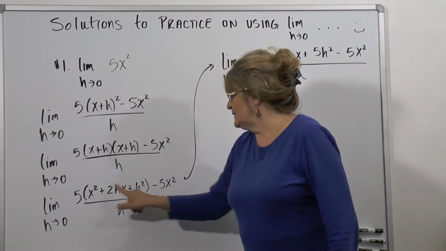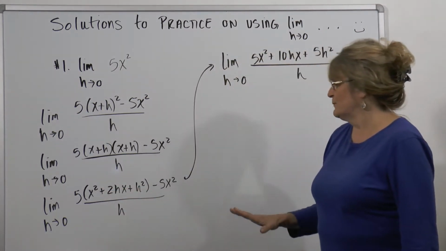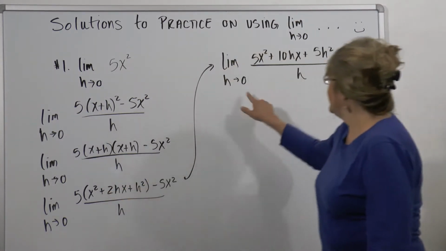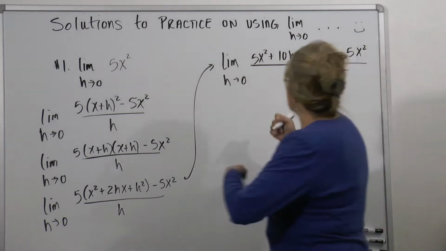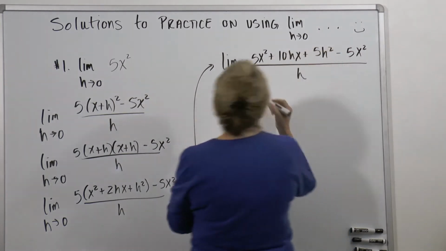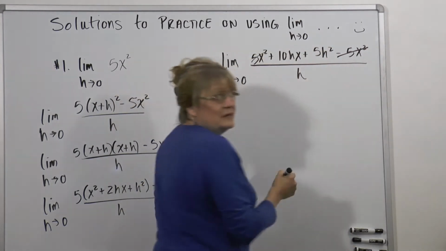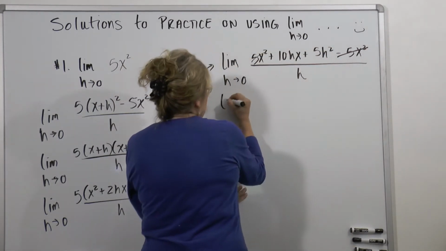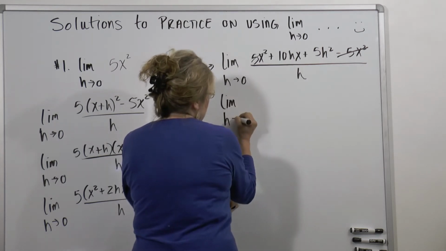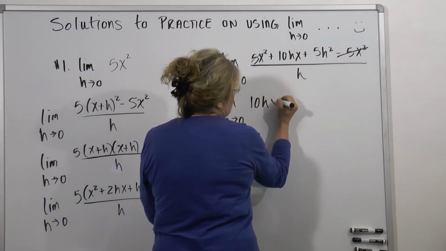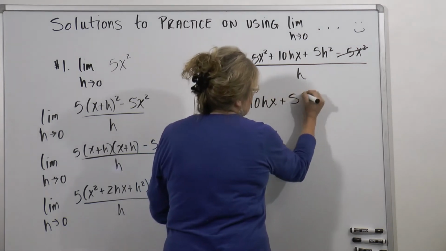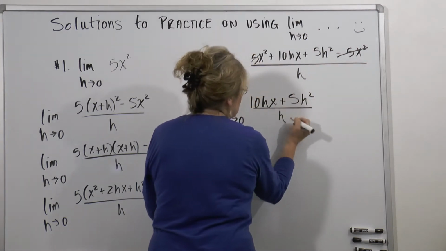We did this a bunch of times, so you should have that pretty well down pat. Then, from here to here, I just distributed the 5. And remember, anything that comes after this minus sign should cancel. If it doesn't, you've done something wrong. So we have the limit as h goes to 0 of 10hx plus 5h squared over h.